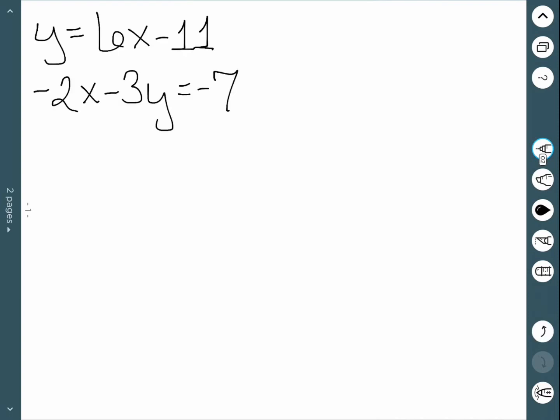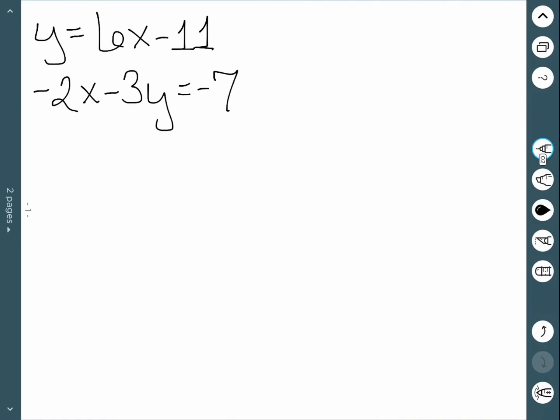We'll now look at solving systems of equations. Essentially, a system of equations is just a set of equations that we're solving all at once. Usually these are going to need to involve more than one variable. As an example, we have something like this: y equal to 6x minus 11 and negative 2x minus 3y equal to negative 7. And we want to find something that satisfies both of these equations at once.